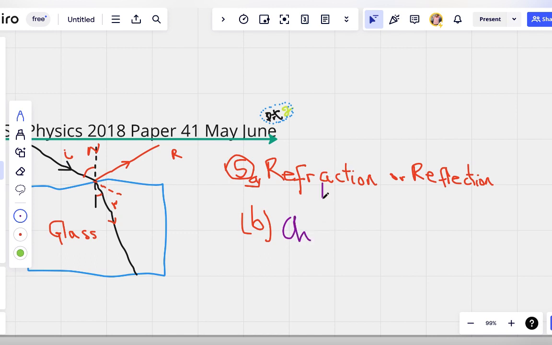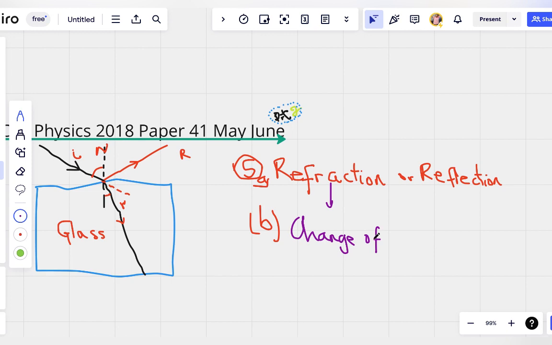If we chose refraction, our response will be change of medium, because you've changed from air to glass. Change of medium or change of speed. Certainly when you change from air to glass, the speed will change. It will slow down. The speed is lesser in glass compared to when the ray of light was in air, because of refractive index.